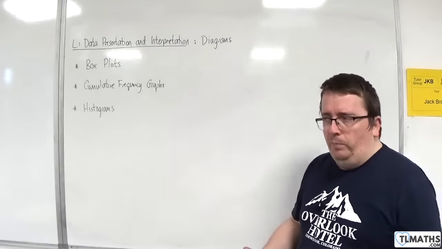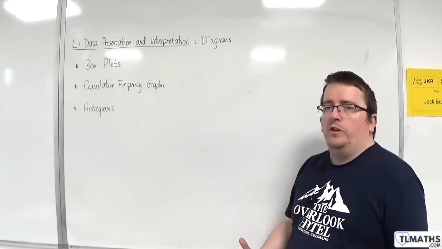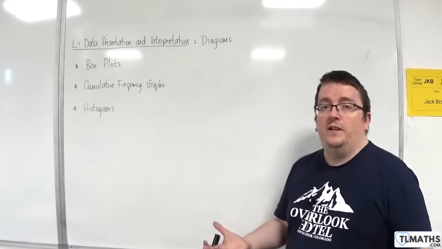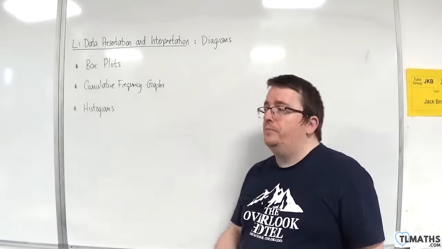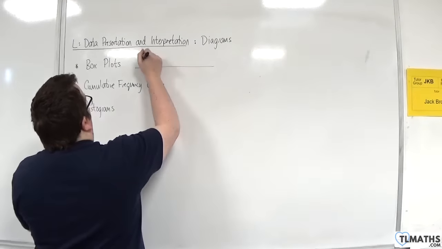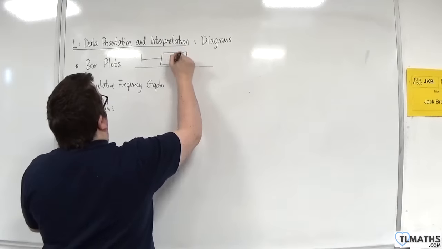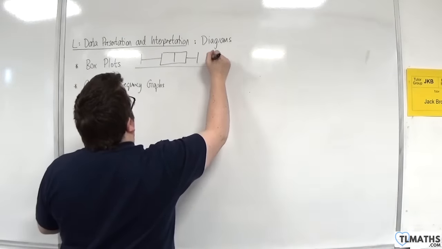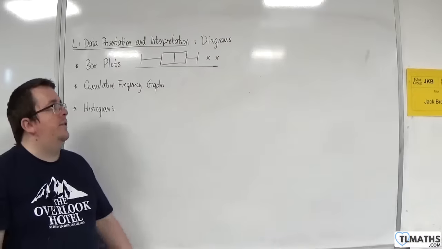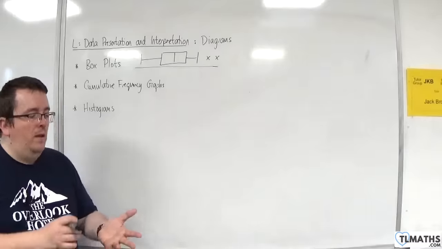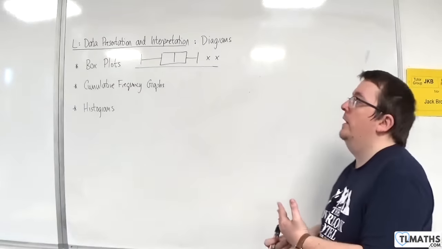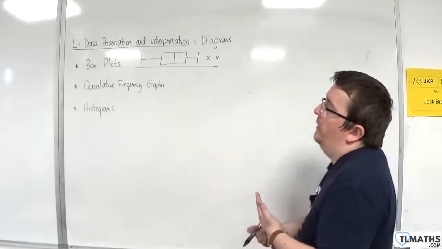With box plots, very similar to what you do at GCSE, there are some differences in how it's presented because it also includes outliers. Make sure that you understand what it means when you see a box plot like this, and you've got these crosses here. These crosses represent outliers, and that reflects how you calculate outliers using the quartiles. So you need to make sure you know how to do that.